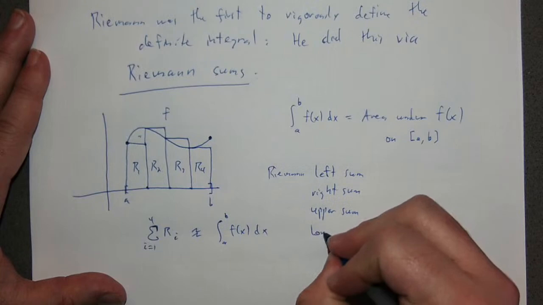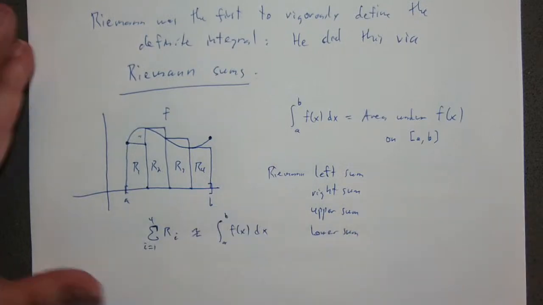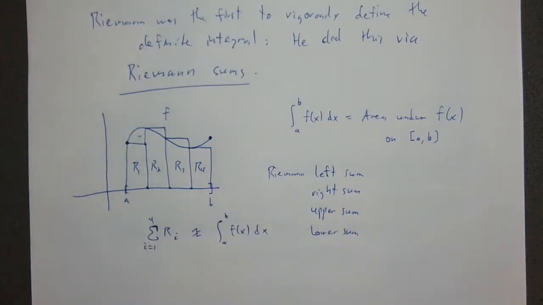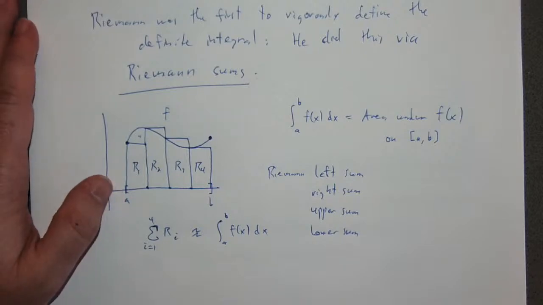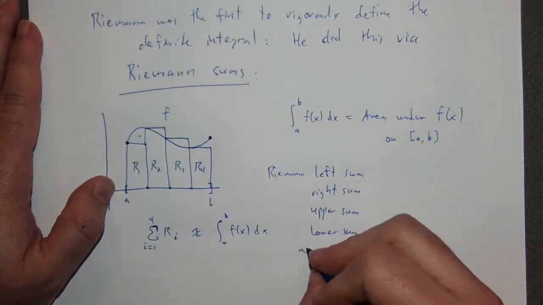There's the lower sum, which is exactly the same as the upper sum, except you use minimums instead of maxima. And then, of course, you've heard of midpoint sums.